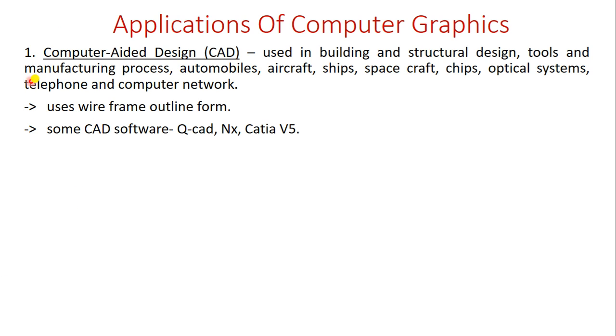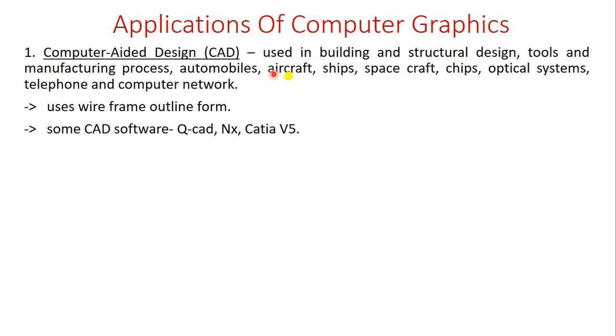Here is the first point, computer aided design. In short form we call it CAD. Computer aided design is a software, and it is used in building and structural design. For building purposes in computer graphics we use this software, and for developing tool designs too. For automobiles, aircraft, ships, spacecraft, and microchips, 3D software is used in computer graphics.